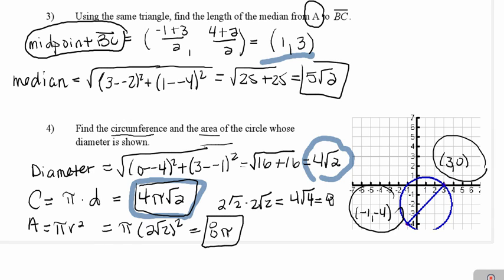The area of a circle is pi r squared. So first I had to find the radius, which is half the diameter. So I got the radius to be 2 square root 2. That's half of 4 square root 2. And then you need to square that. So I showed my work here. Be careful when you're squaring a square root. Always write it twice. So you get 4 square root 4. That's the same thing as 4 times 2, which is 8. So your final answer for the area of the circle is 8 pi.